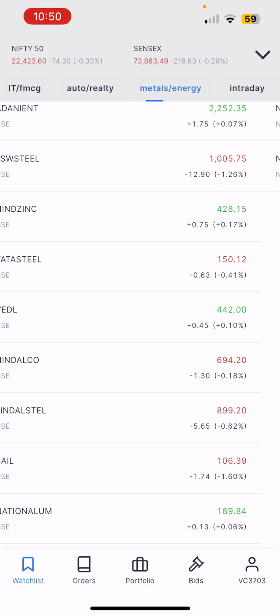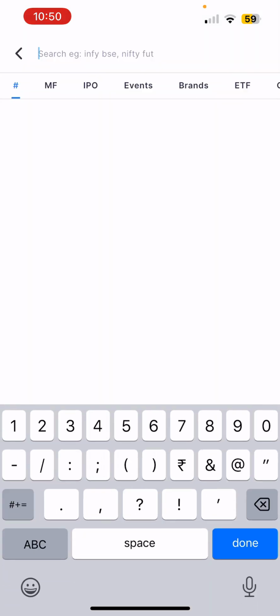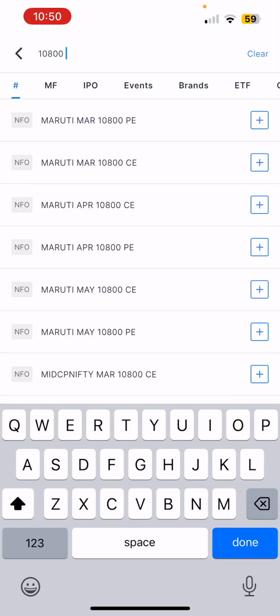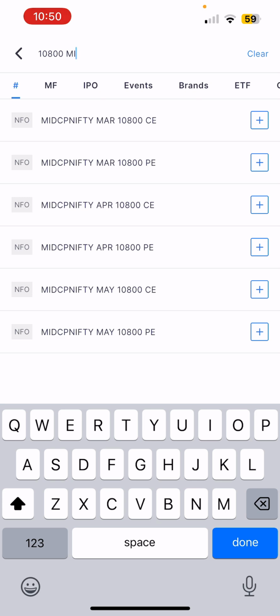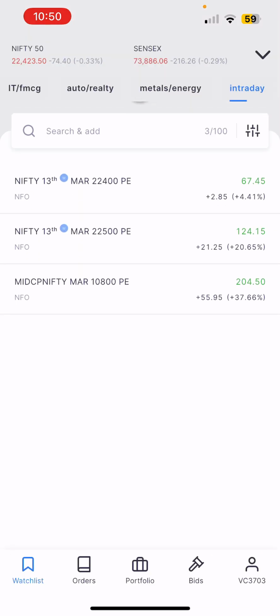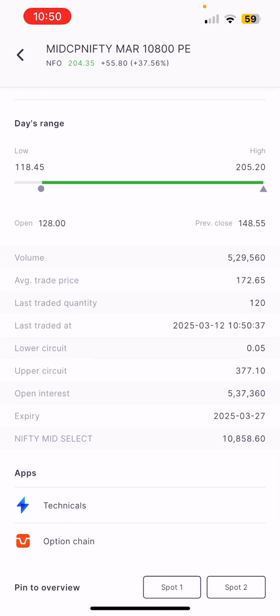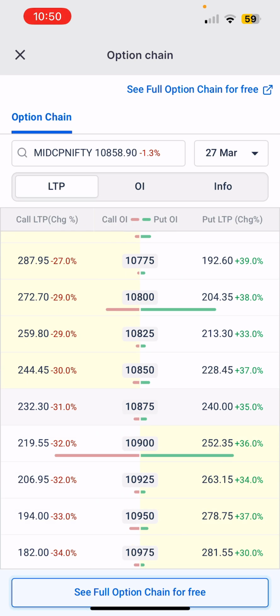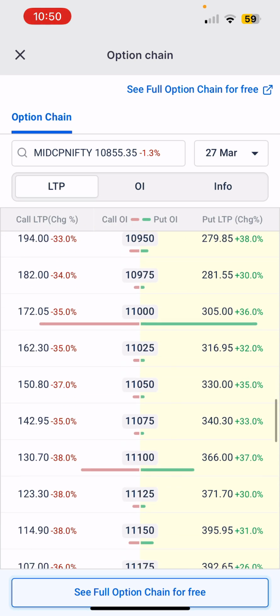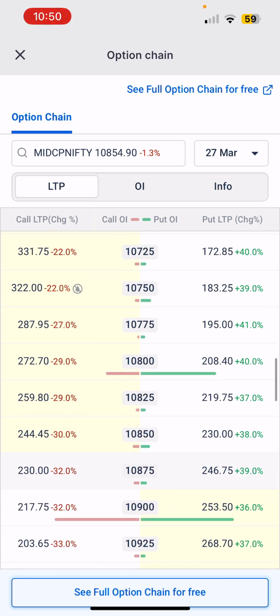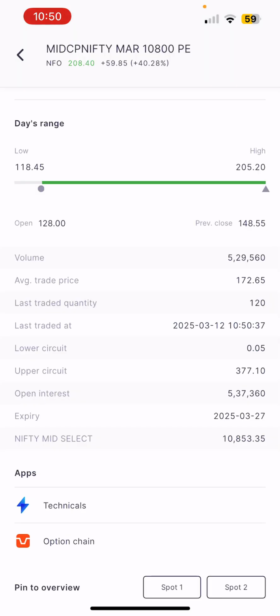So I need to see now 10,800 Midcap, C or P, anything I'll click, and it is at 204. So it is in a range bound scenario because 33 and 34 is there. What I'll do, I will look at the option chain here. In the option chain, this looks a little risky for me to enter because there are not many activities happening. So I will only observe this and I'll see the chart.